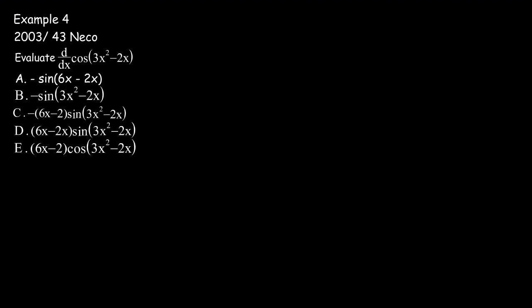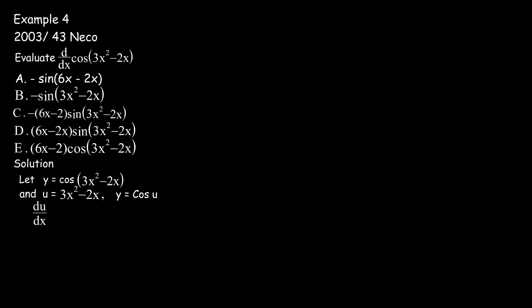We have another example from NECO 2003. It states: evaluate d/ds of cos (3s squared minus 2s), and we are given the options. Solution: let y equal cos (3s squared minus 2s). Our first step is to make our entire bracket equal to u. So letting u equal 3s squared minus 2s, y will be equal to cos u.